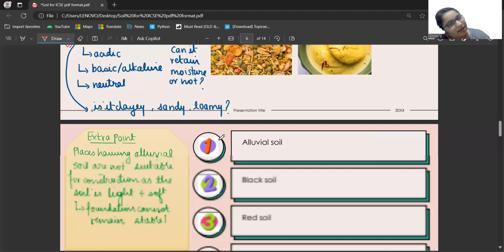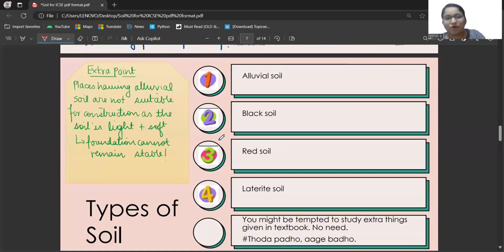Moving on further, let us understand the types of soil. यही soils करने हैं. What are the different types of soil that you have? Look at the screen over here. First you have alluvial soil, then you have black soil, then red soil, then you have laterite soil, and then you have nothing. बस इतनी ही है. Alluvial, black, red and laterite. Is that clear? ये यही चार करने हैं.